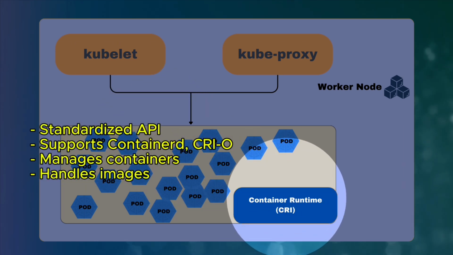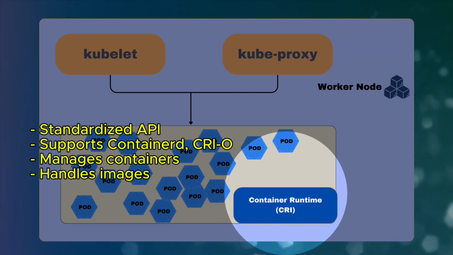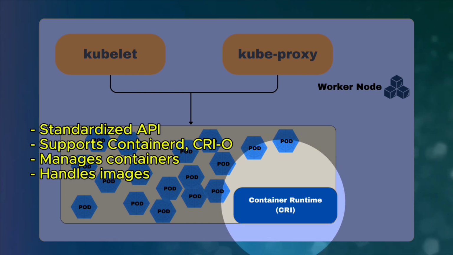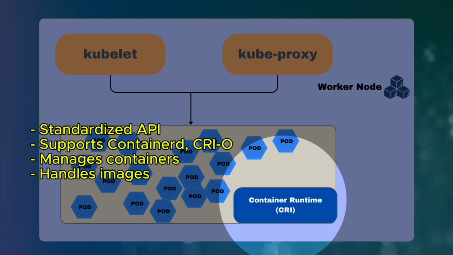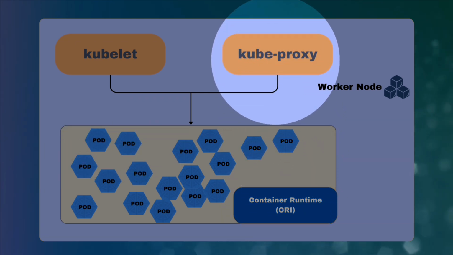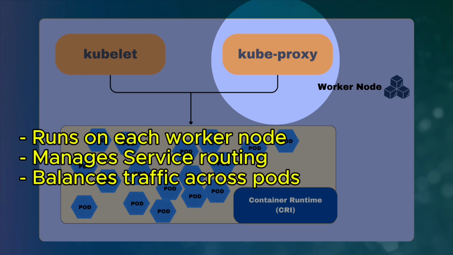Container Runtime Interface or CRI is an API standard that defines how Kubernetes interacts with the container runtimes. Kubernetes uses the CRI to manage our containers in a uniform and decoupled way, making it possible to use different container runtimes. Kube-proxy is a networking component that runs on every worker node in a Kubernetes cluster. It manages network connectivity and routing for pods, ensuring that services can communicate internally and externally within the cluster.